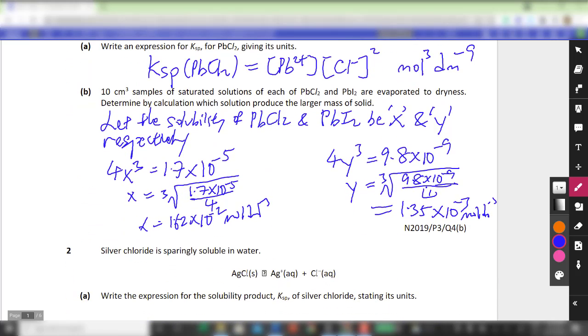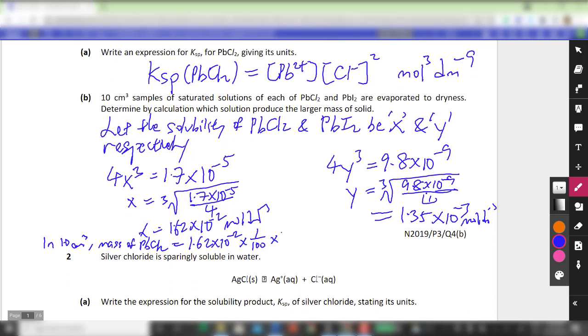Okay, so for lead chloride in 10 cubic centimeters, the mass of lead chloride will be equal to, so you scale it, that's 1.62 times 10 to the power minus 2. You scale it by 100, and then you multiply it by the relative formula mass, and that's 278.2. And then you will get 0.0451 grams.